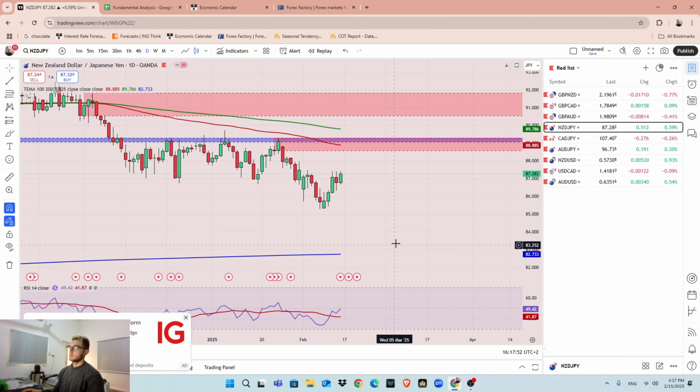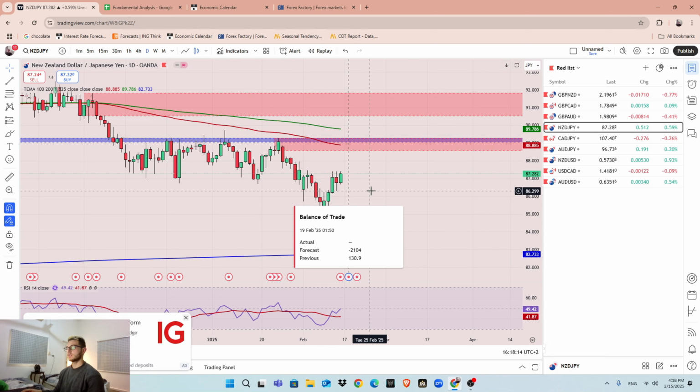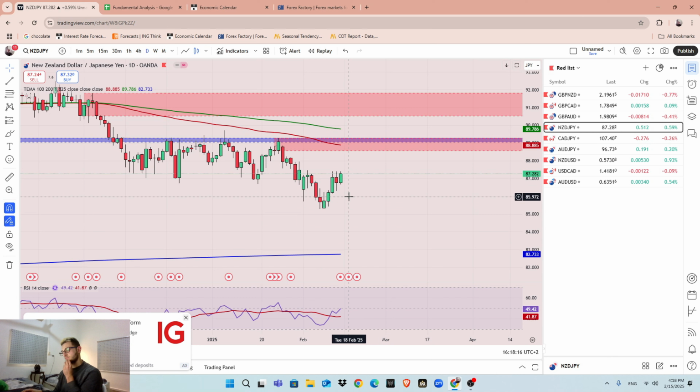New Zealand dollar, Japanese yen, looking for retracement. Hopefully data for the GDP for the Japanese yen will come out positive, which will give us some sentiment to the downside from a sentiment perspective. And we've got the balance of trade also on 19th of February, which is Tuesday. We shall see what will happen. I'm looking to sell this pair from around the 88.8 area.